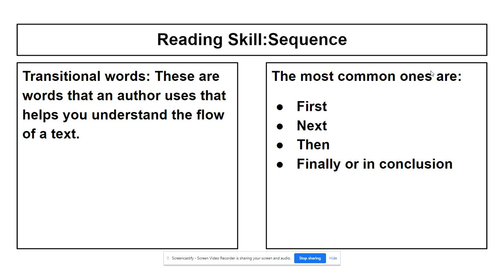When we sequence, we are often using transitional words. We use these words in our paragraphs to let the readers know what is happening in the story and when it is happening. These are some basic sequence words that we use when we sequence order of events. We use common words such as first, next, then, finally, or in conclusion.